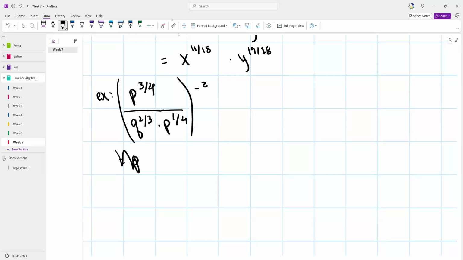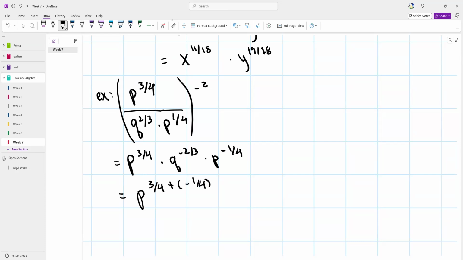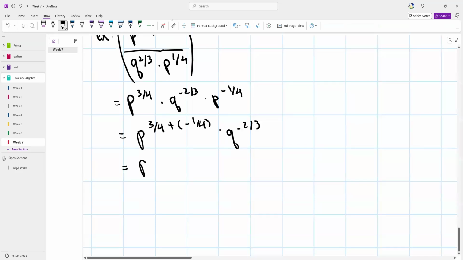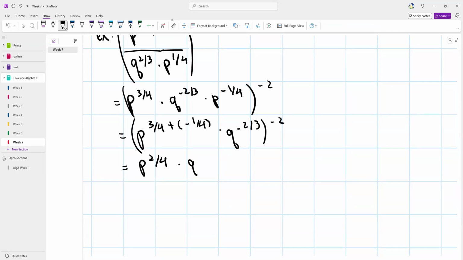So this basically tells us that this is p to the power of 3 over 4 times q to the power of negative 2 over 3 times p to the power of negative 1 over 4. Does that make sense? We see that p is the same, so since the base is the same, we can go ahead and add the exponents. This would be p to the power of 3 over 4 plus negative 1 over 4, times q to the power of negative 2 over 3, and we get p to the power of 2 over 4. Oh yeah, sorry, to the power of negative 2, times q to the power of negative 2 over 3, all to the power of negative 2.